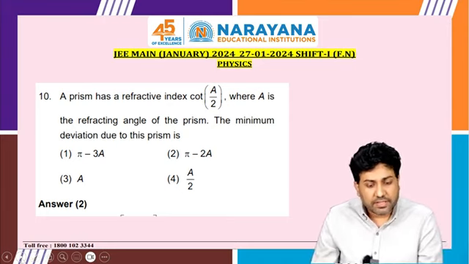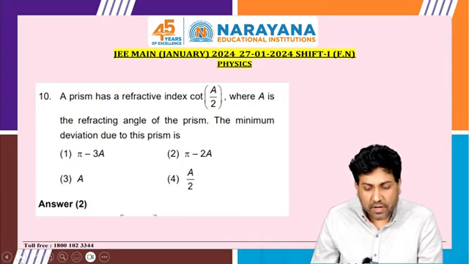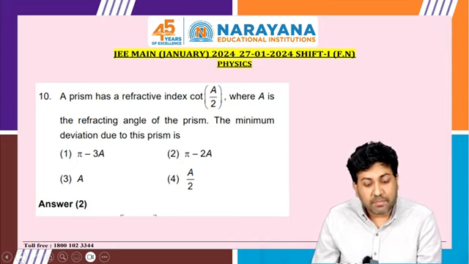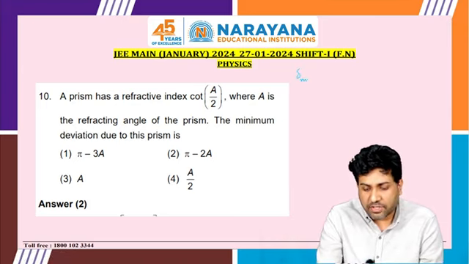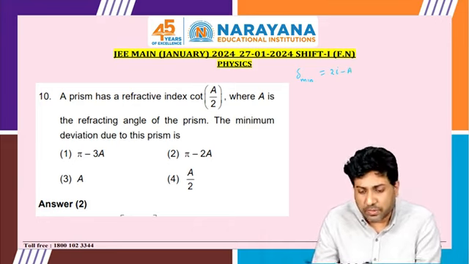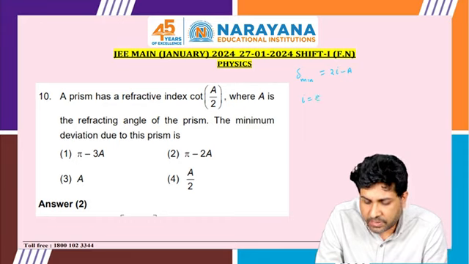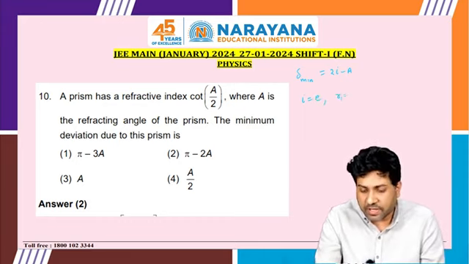In this question, it is given that a prism has a refractive index of cot(A/2), where A is the angle of prism. Then what is the minimum deviation due to the prism? I know that the minimum deviation δ_min is 2i minus A, and the deviation is minimum when i is equal to e. When i is equal to e, r1 is equal to r2 is equal to A/2.